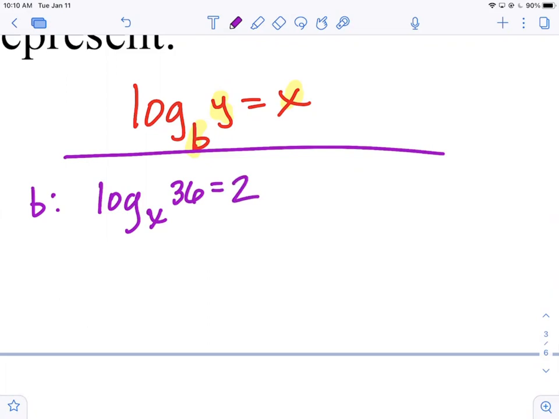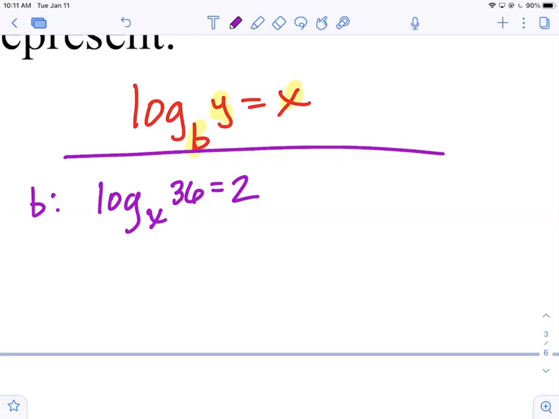I might ask you to solve for x. Well, x is the base now, right? The unknown is the base. The legal bases, remember, are between 0 and 1 or greater than 1. Can we have a negative base? No. How would you solve for x here?